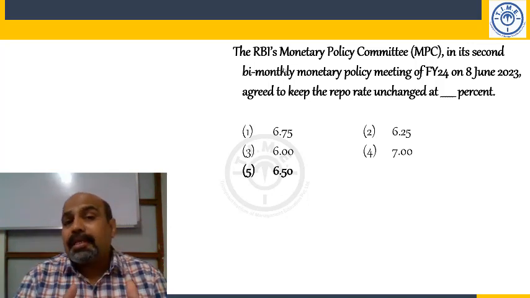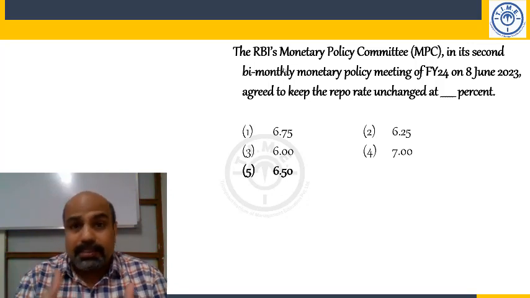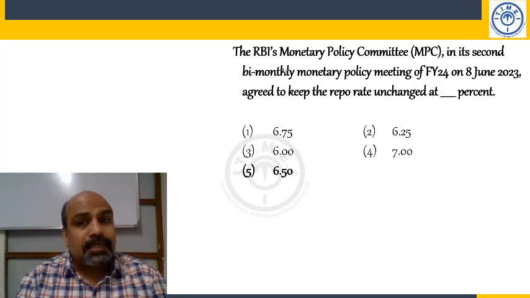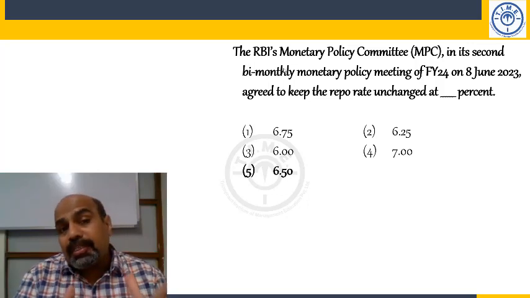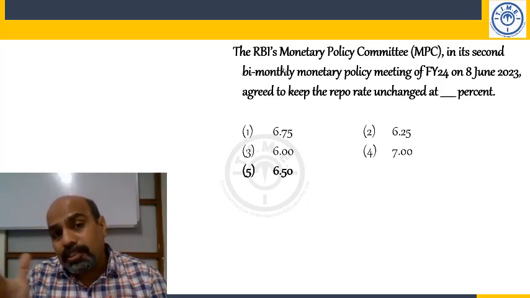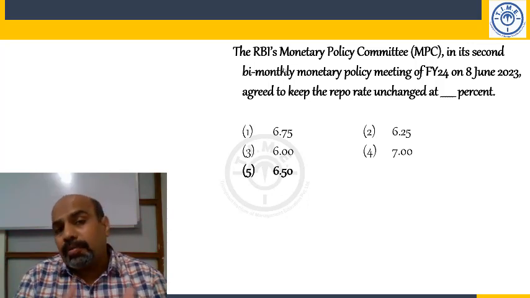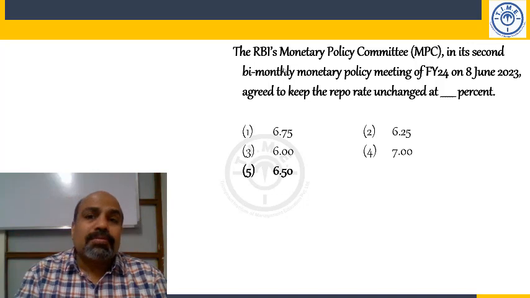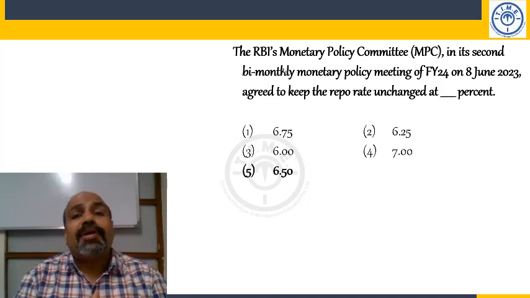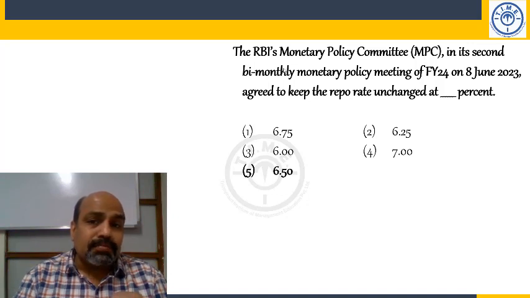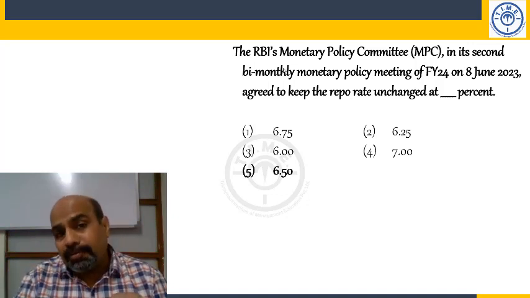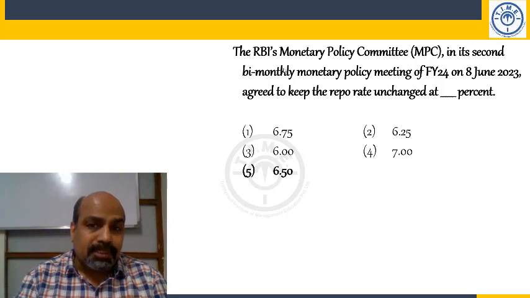Now, sometimes the RBI may borrow from commercial banks. In that case, commercial banks also charge interest. It's called reverse repo. Reverse repo is the rate of interest charged by commercial banks on short-term loans to the RBI, and that is currently at 3.35%. So repo rate is 6.5%, reverse repo is at 3.35%.